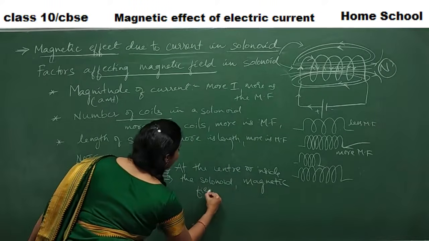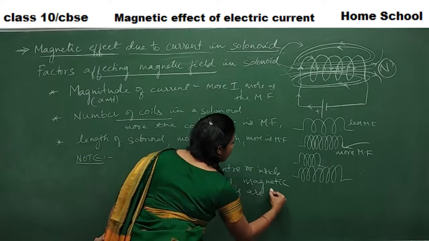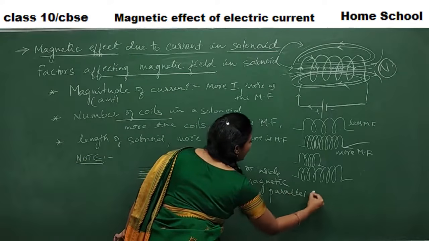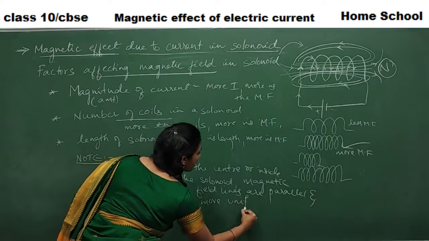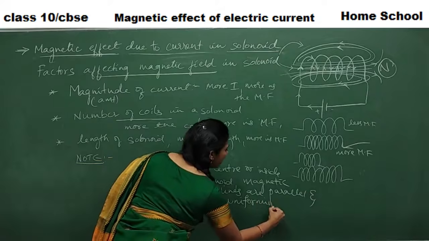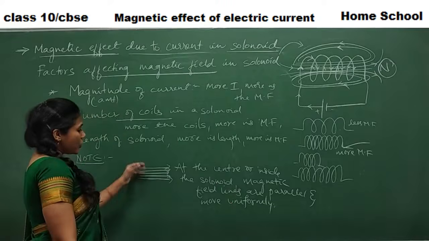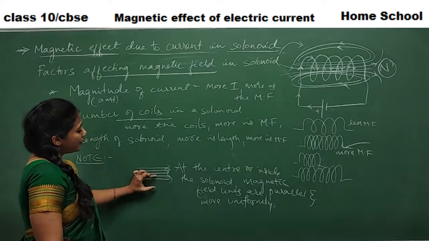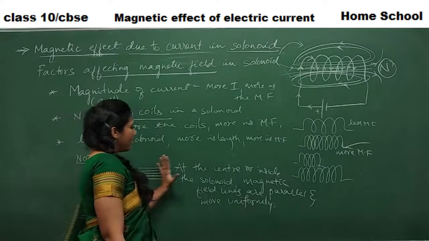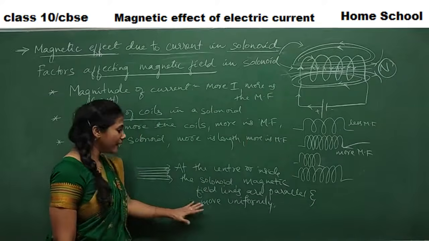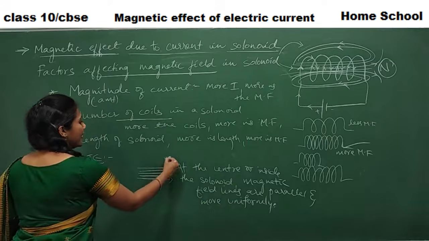Magnetic field lines, this point is very important, guys. Field lines are parallel and move uniformly. Uniformly in the sense without any change in their direction, without any change in their speed. All the magnetic field lines which are parallel, they move with the same speed. They are uniform altogether, right? So move uniformly, right? So this point is very, very, very important.